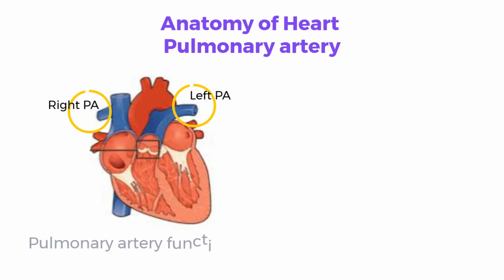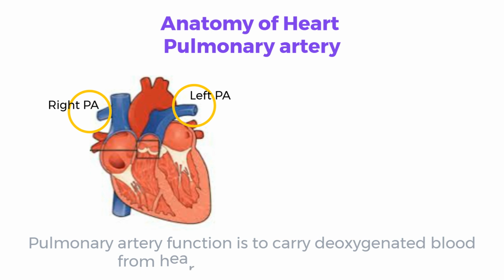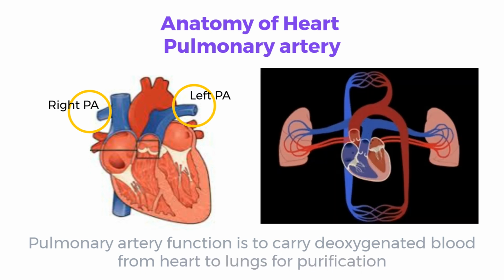The pulmonary artery is divided into right and left pulmonary arteries. The function of the pulmonary arteries is to carry oxygen-deficient blood from the heart to your lungs. This is an important function, as the blood needs to reach the lungs to gain oxygen and get rid of carbon dioxide waste. This oxygen-rich blood then returns to the heart.